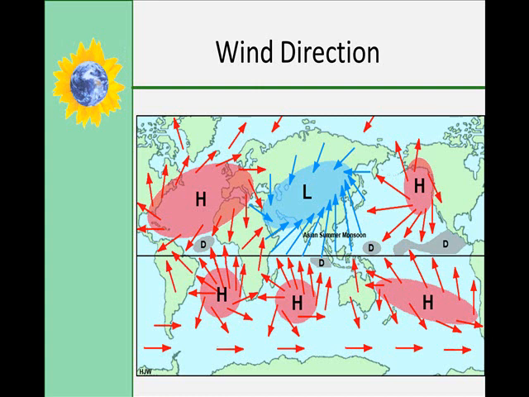The winds are also responsible for moving surface ocean currents. Most of the surface currents of the ocean move in almost the exact same path as the winds there, because they are partly driven by those same winds.